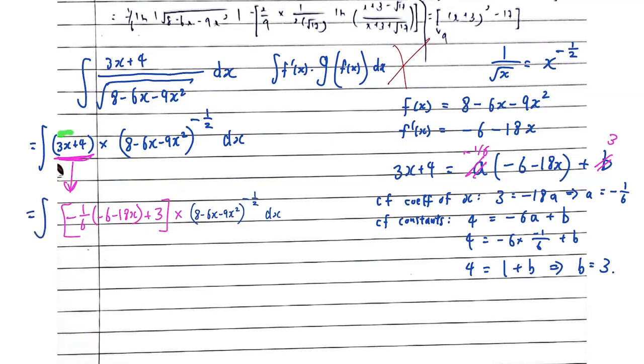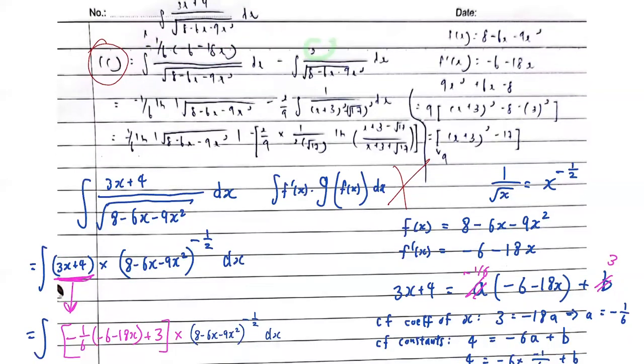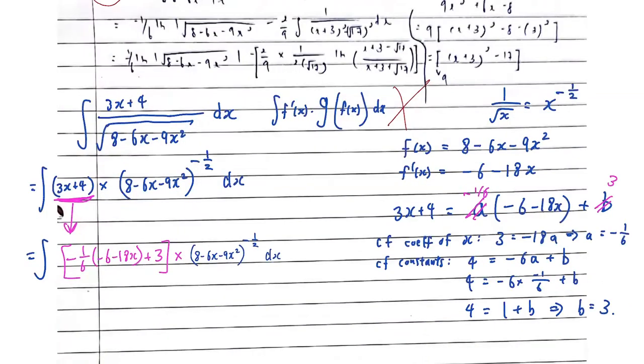Can you see? I replaced this 3x plus 4 by this expression. Yeah, you did something similar, but you forgot to add on a constant. It should be a 3 there. I think you got the constant wrong. Yeah, should be a 3. Okay, let's just continue finishing up the solution.